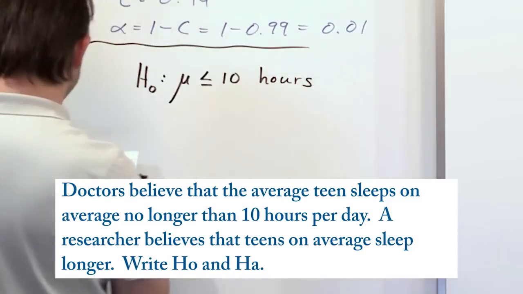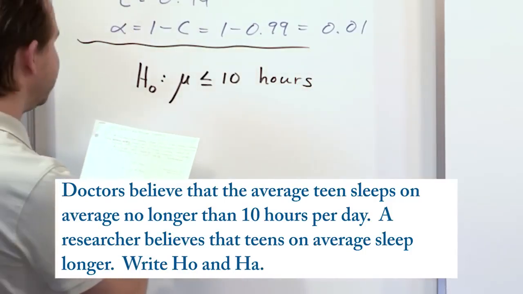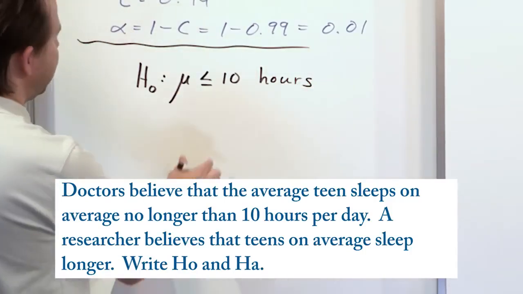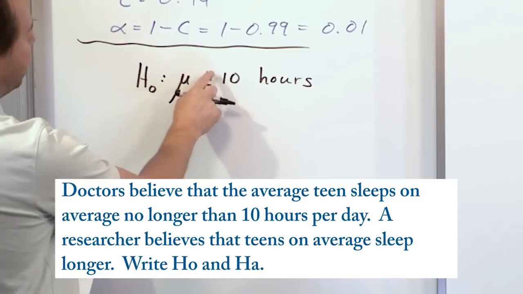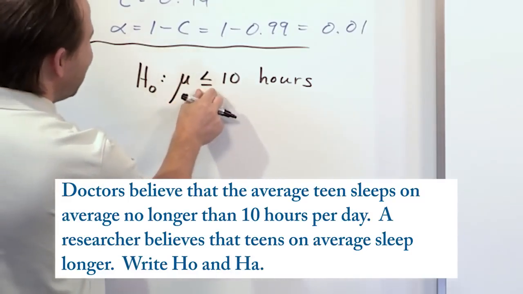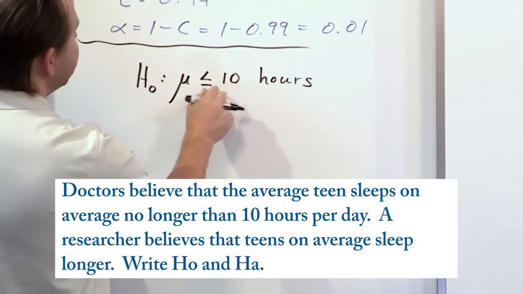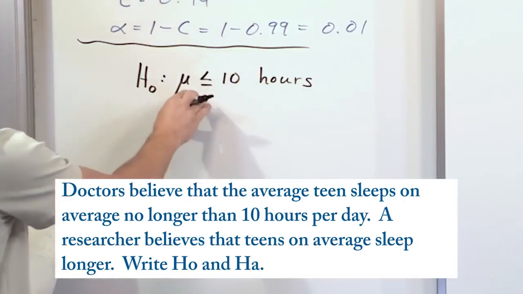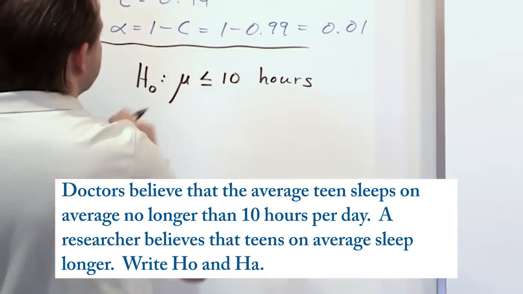Make sure you understand this. The first sentence, doctors believe the average teen sleeps no longer than 10 hours. Less than or equal to, that's what this means. So 1, 2, 3, 4, 5, 6, 7, 8, 9, or 10 hours because of the equal sign here, 10 hours, but no more than that. That's what this is saying. The mean is less than or equal to 10 hours.